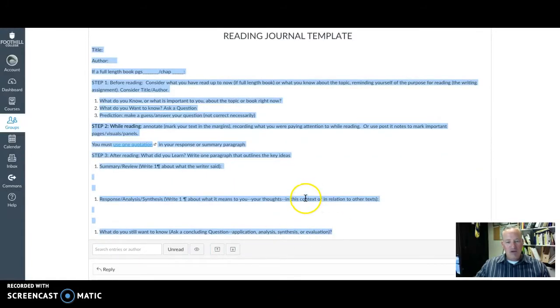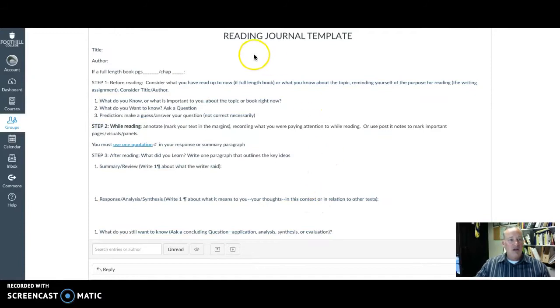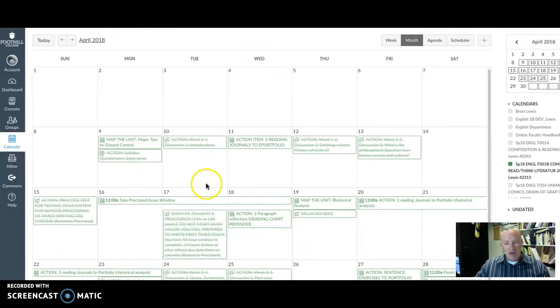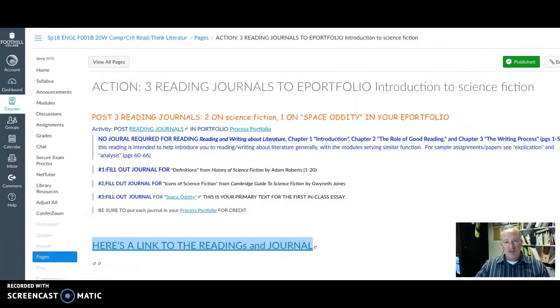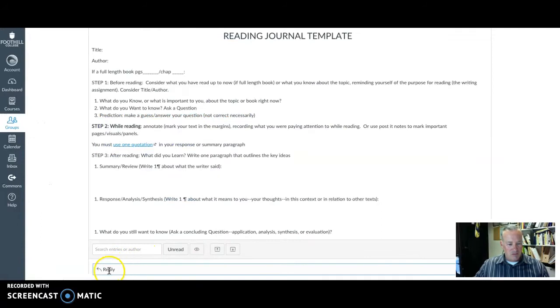Essentially, your first assignment, let's say I'm using this 1B as an example, although this applies to both of my English 1A and 1B classes, asks you to do these three reading journals. One of them is to read A History of Science Fiction by Adam Roberts and to fill out a journal for doing that. You would start filling out the journal, maybe in a separate document, and then post the completed journal into your process portfolio.